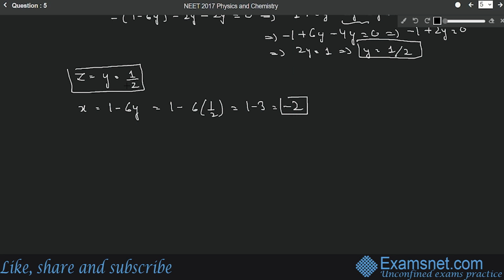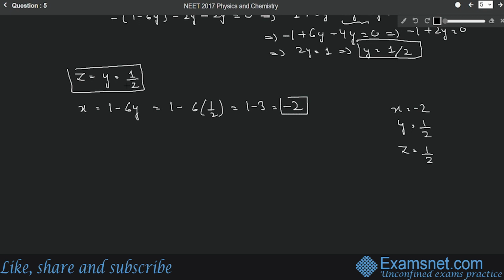The value of y is half, and the value of z is also half. Let's write it down here. X equals minus 2, y equals half, and z is also equal to half. Okay. Now we can easily find that quantity which was asked in that question.